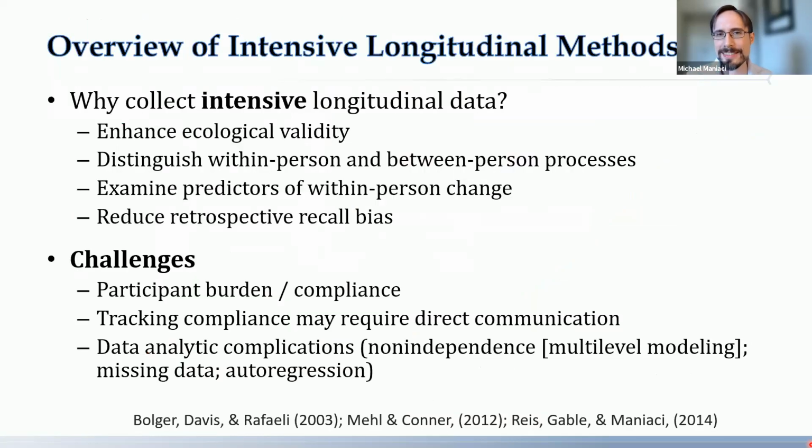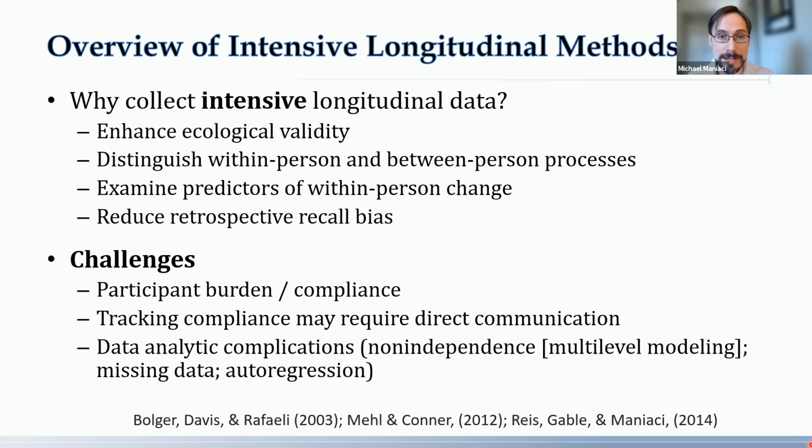So why collect intensive longitudinal data? I mentioned a few benefits. For one, we can enhance ecological validity, and this often works very well in conjunction with traditional methods. So we might use laboratory experiments to get some more carefully controlled causal effects, but then we can follow up with a more ecologically valid study that looks at how the process unfolds in someone's day-to-day life.